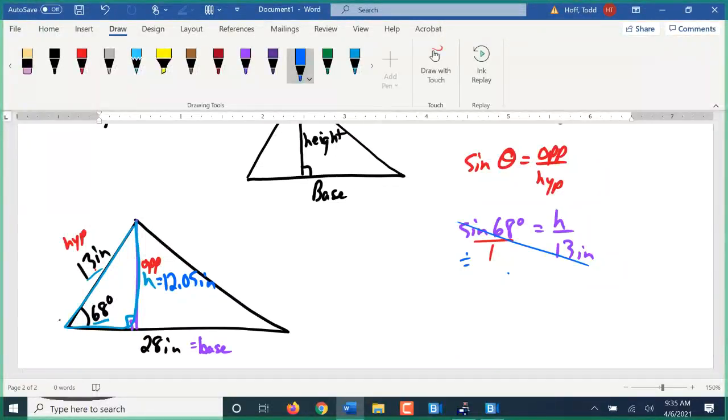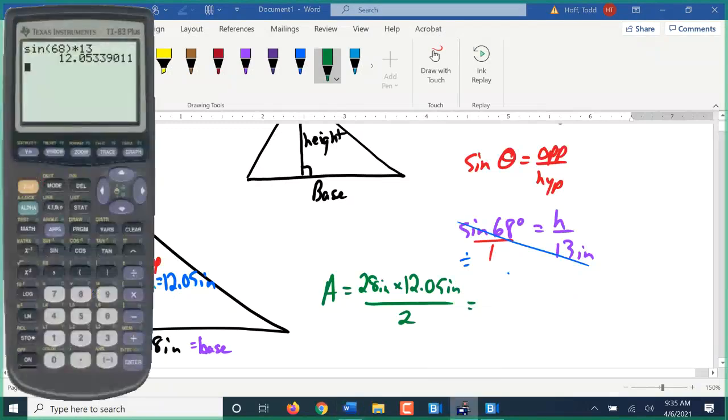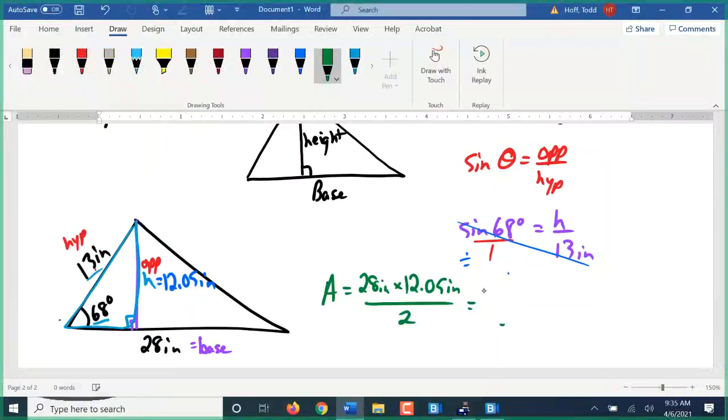So now I could find the area as 28 inches times 12.05 inches divided by 2. That's 168.75 square inches, or inches squared.